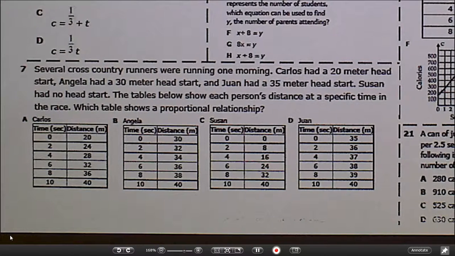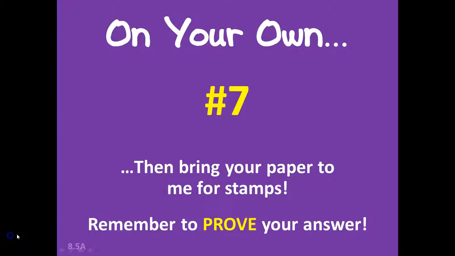You guys are really, really good at figuring out which tables and which graphs and which equations show a proportional relationship, and that's all you're doing in this problem. So please go ahead and read number 7. You're going to answer the question, which table shows a proportional relationship? I need you to prove to me or circle or highlight or something what shows you that your answer is actually the one that's a proportional relationship.